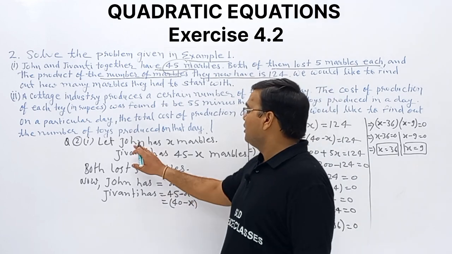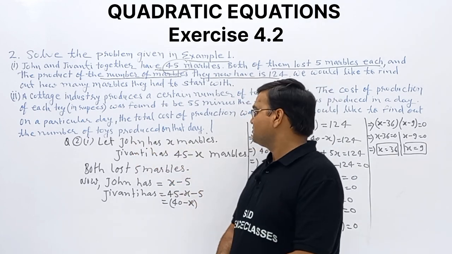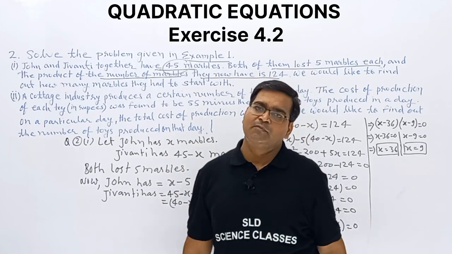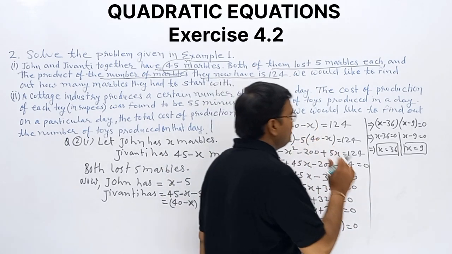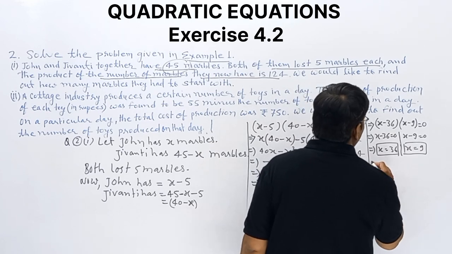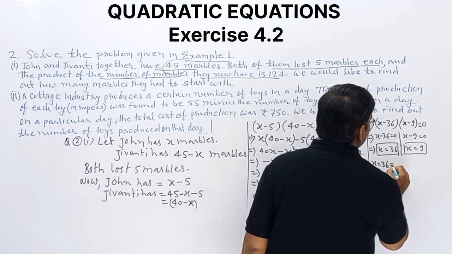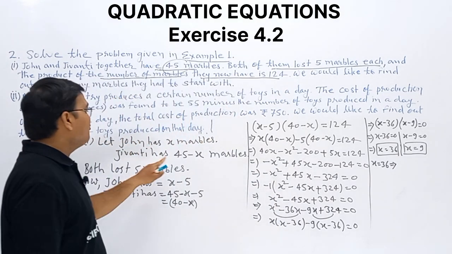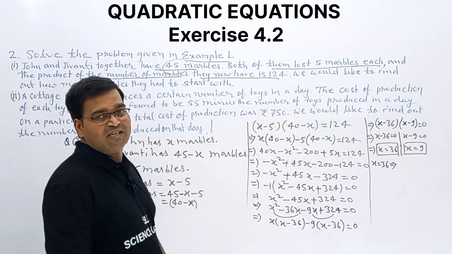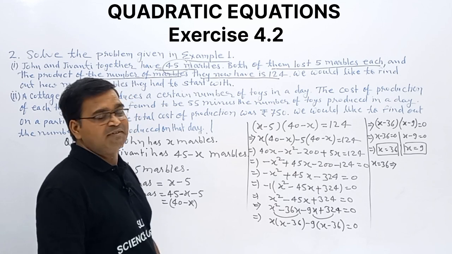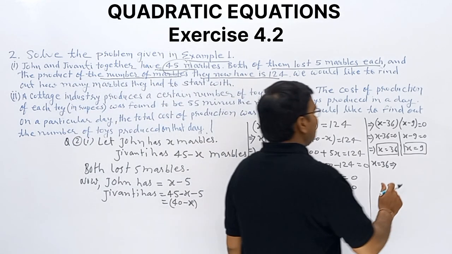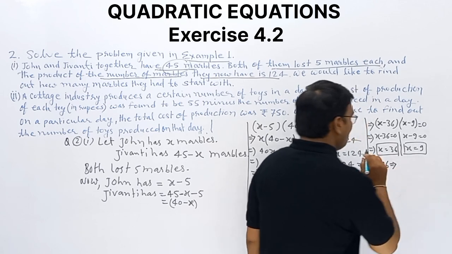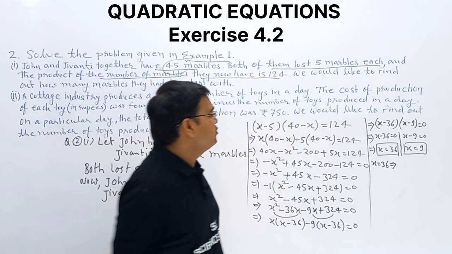What we want? John has x marbles. If John is having two values, we are getting, no doubt, two values will be given for Jeet. So if x equal to 36, then 40 minus x will be what? For Jeet, how many marbles are there? If x equal to 36, then Jeet will be what? 9.